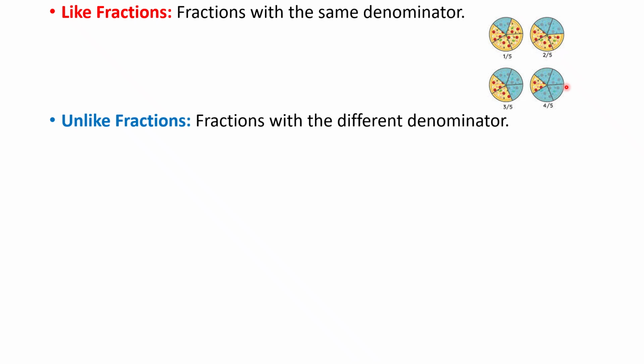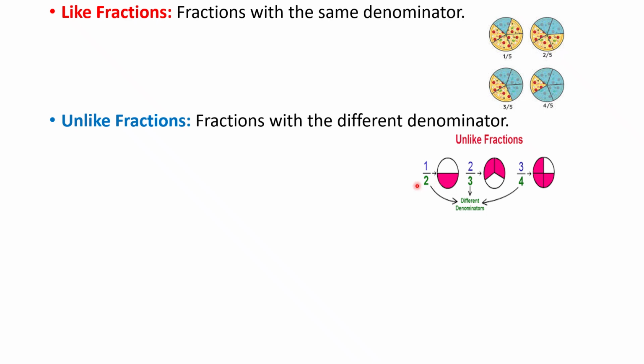Next we have unlike fractions. It's the opposite of like fractions: fractions with different denominators. As you can see over here, all three fractions have different denominators. So that's why I will say that this is an unlike fraction.